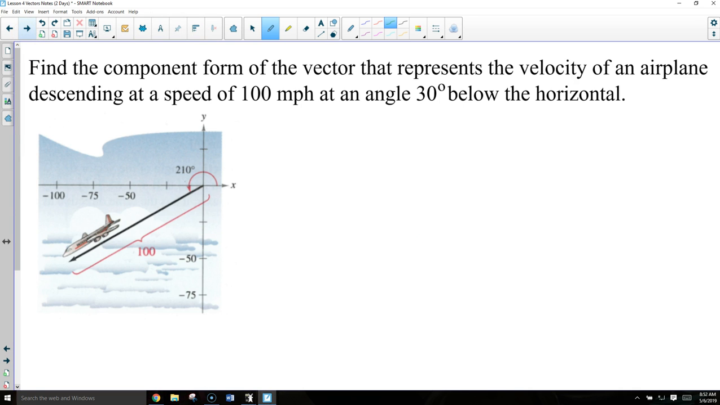Find the component form of the vector that represents the velocity of an airplane descending at a speed of 100 miles per hour at an angle of 30 degrees below the horizontal. So we can see right away that 30 degrees below the horizontal gave us 210 degrees from the positive x-axis. And we want to find the component form of that vector. So the first thing you notice is that they labeled the vector with the magnitude of 100 because it's 100 miles per hour.